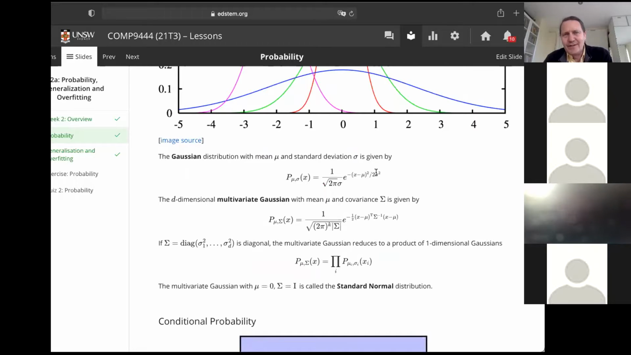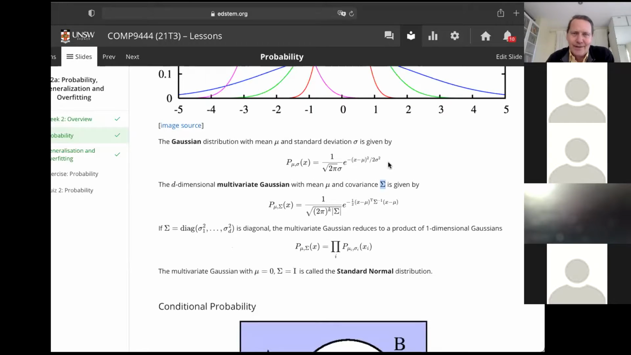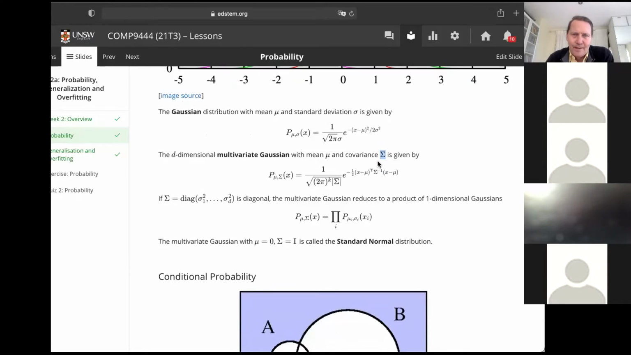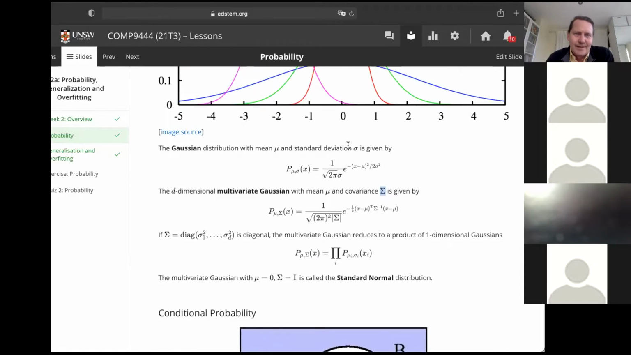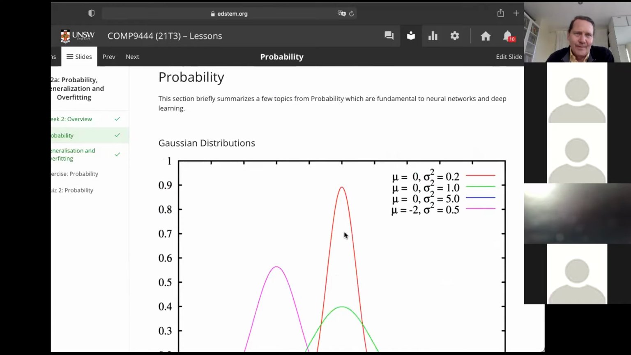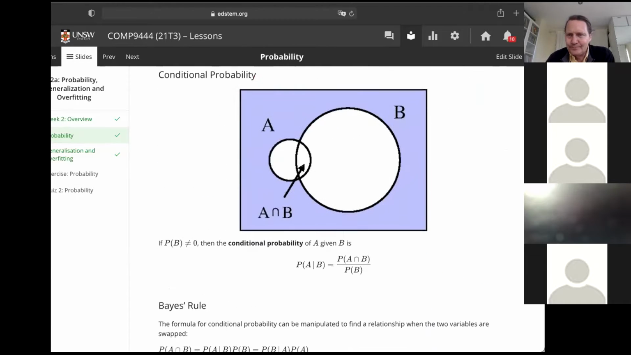There's a slight thing with the notation: in multiple dimensions, the capital sigma is used for the variance, which is a matrix. In one dimension, the small sigma is used for the standard deviation, which is the square root of the variance. So that's just a notational convention. So these are the Gaussian distributions.